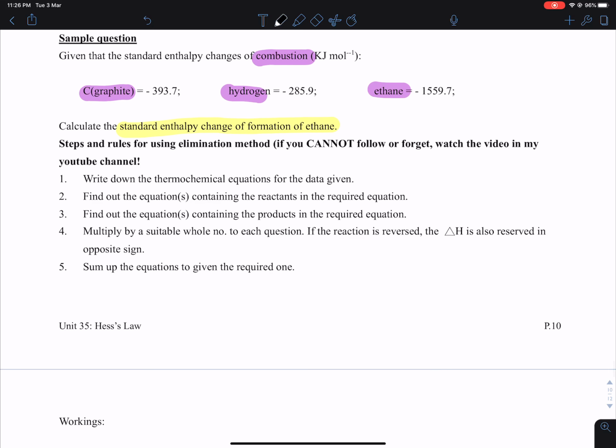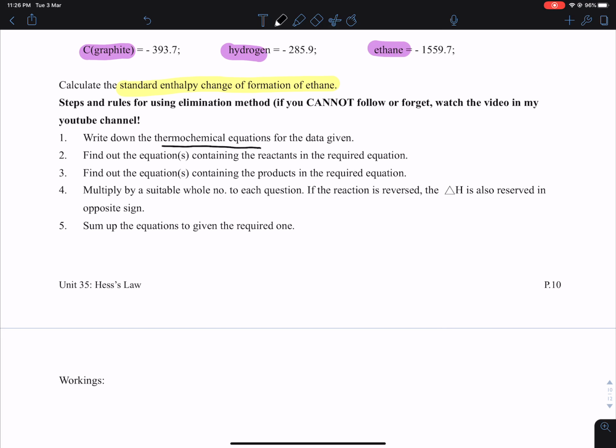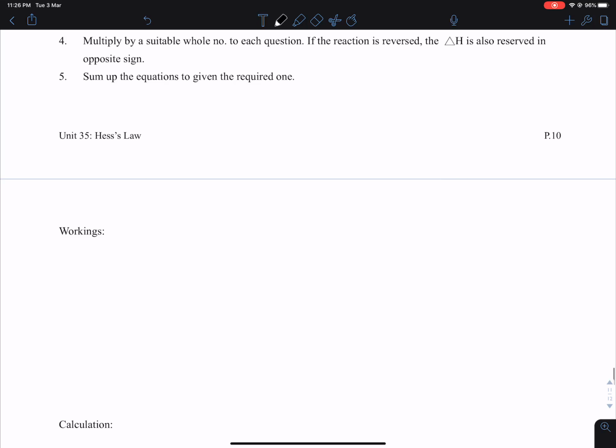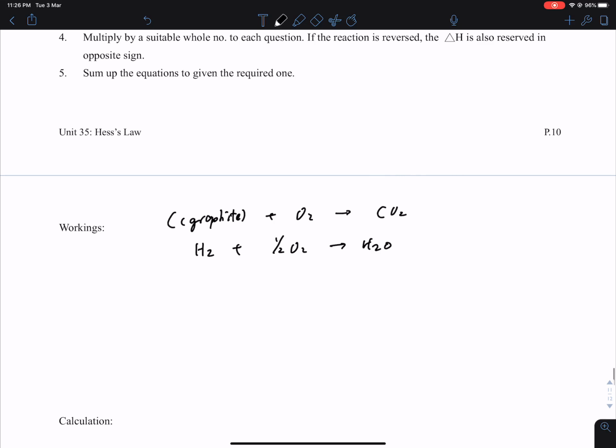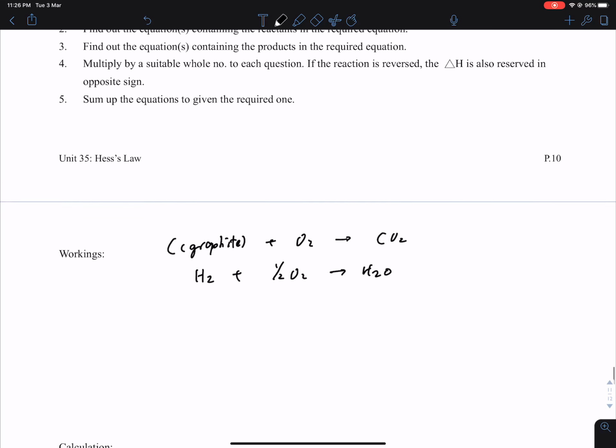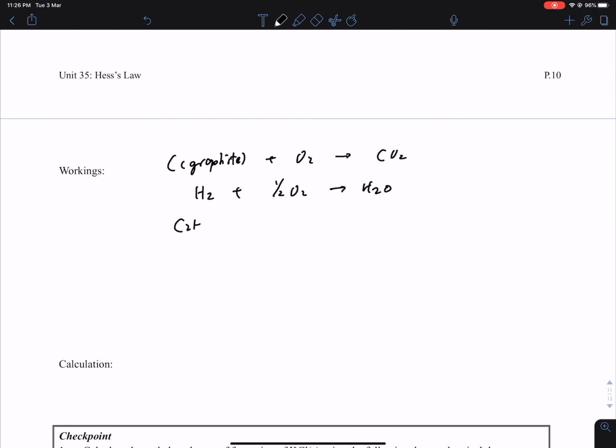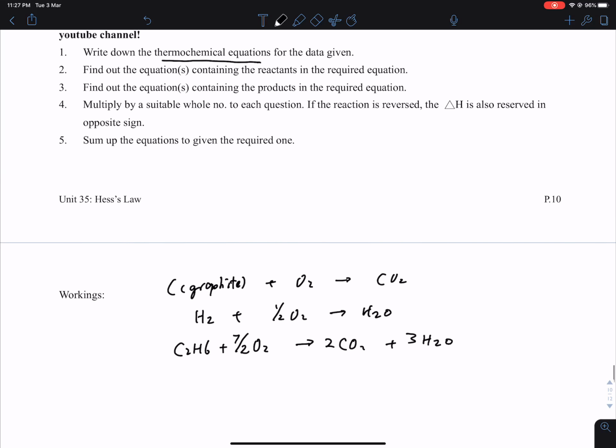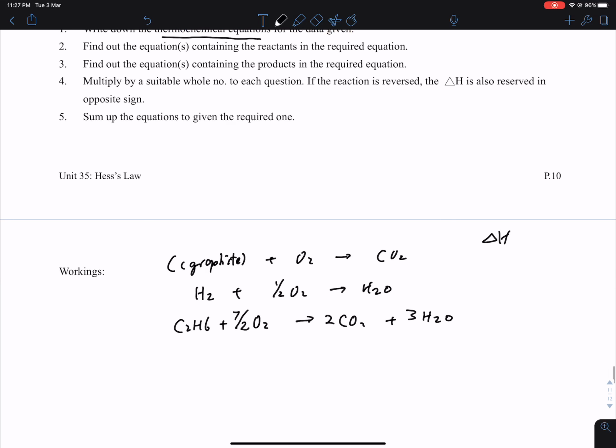Okay, so let's start. Step one, write down all the thermochemical equations first. So let's write them down here. First of all is carbon graphite, combustion plus O2 becomes CO2. The next one is hydrogen plus oxygen becomes water, the combustion of hydrogen. Because it is one mole of hydrogen, we need to use a fraction to manage the balancing. And the last one is ethane. Ethane is C2H6. Burn it plus O2 becomes CO2 plus H2O. So 3 and then 2 here. In total, we get 7 oxygen, so we need a fraction, 7 over 2. So these are the thermochemical equations from the numerical data above. Don't forget to write the enthalpy change below as well.